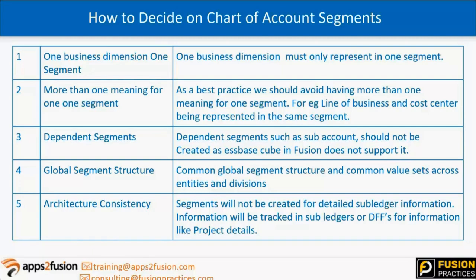Dependent segments, we could have dependent segments in EBS. This is not available in Fusion, so you cannot have dependent segments such as sub-accounts. In some business scenarios, you must have seen account and sub-account, where people used to define them, and I'm talking about only the GL chart of accounts. I'm not talking about fixed assets and other modules. In other modules, like in fixed assets, you can still have dependent segments. The only reason we cannot have a dependent segment here is because Essbase doesn't support it. So Essbase cube doesn't support dependent segments, so we cannot have dependent segments or value sets here.